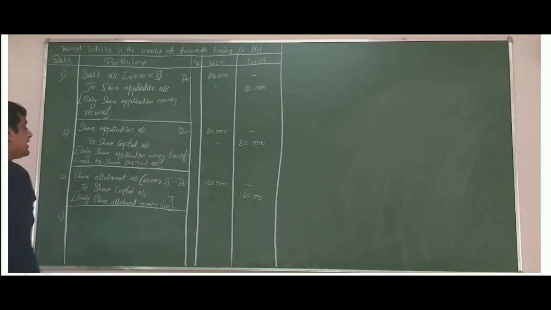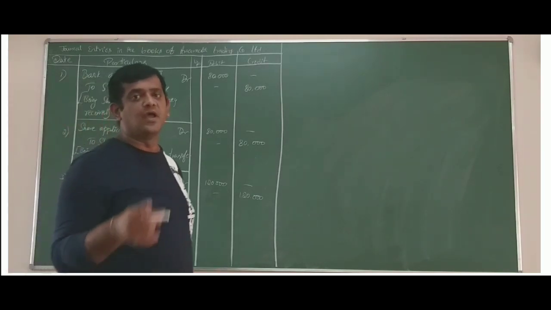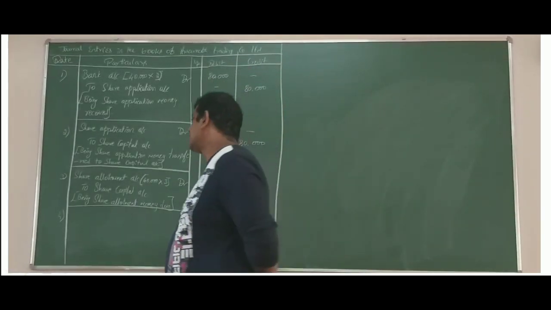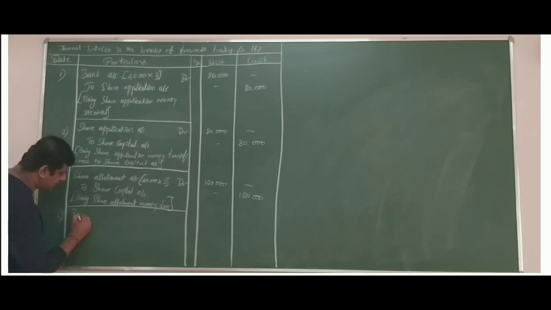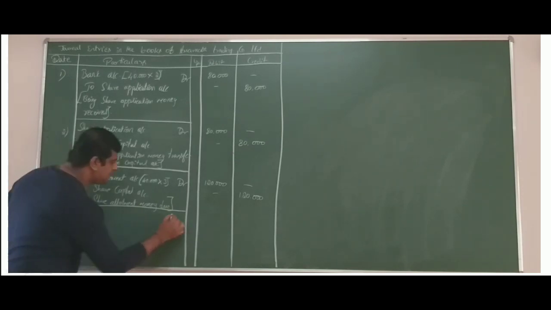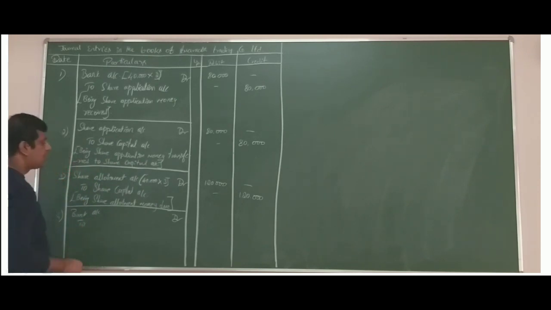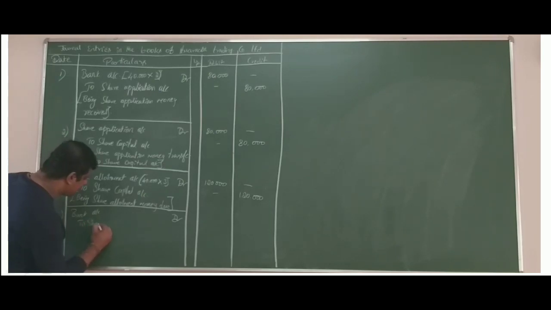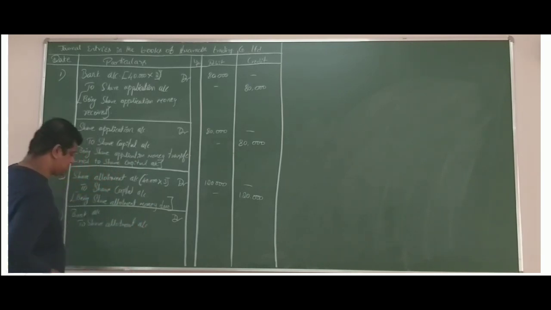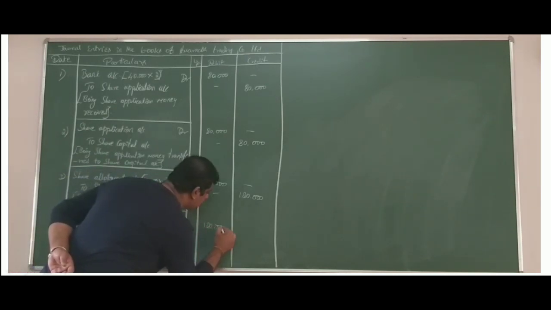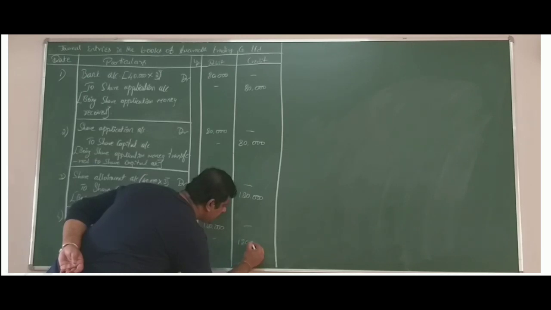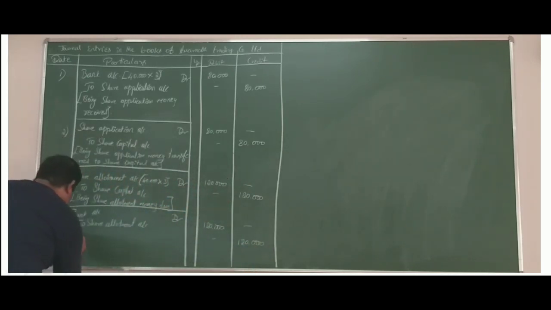So moving further to the fourth entry. The fourth entry is a receive entry. I said third entry is due, so fourth entry is receive entry. Clear? For a receive entry we always say what? Bank account. So bank account debit, to which money am I supposed to receive? Share allotment money, correct? So to share allotment account, the amount remains the same, 1,20,000 and 1,20,000.